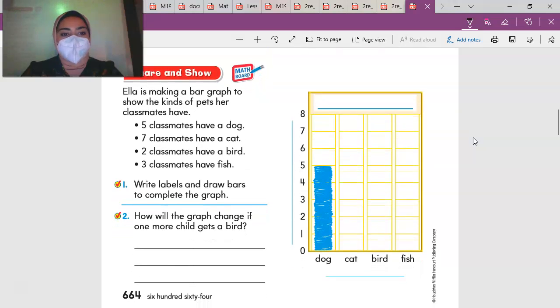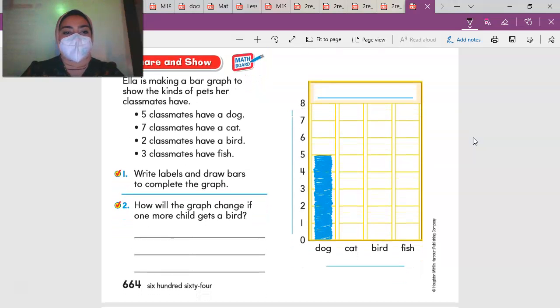All right, bar graphs again. Ella is making a bar graph to show the kinds of pets her classmates have. So what is the bar graph's title going to be? Pets her classmates have. Guys, we do this on our morning work almost every day since the first day of school. Look here. Why did I know that we're going to put a title? Because the first thing you do when you look at a bar graph is you read the top, which is the title. There is no title here, so I assume that they want us to fill in the title.